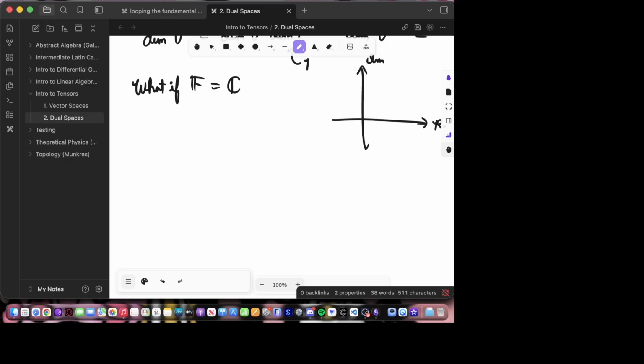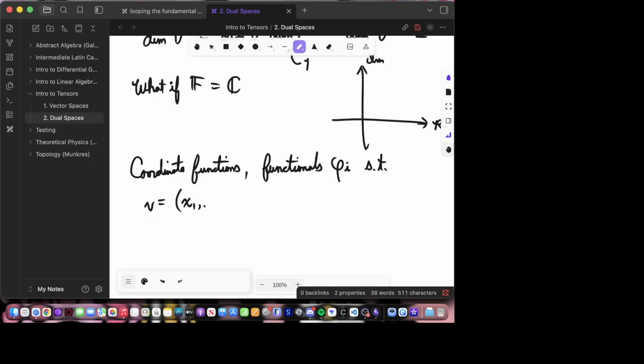So now let's talk about coordinate functions. They are functionals, which we'll write as phi, such that if you have a vector like so, then phi i of v takes the vector and maps it to its ith coordinate.